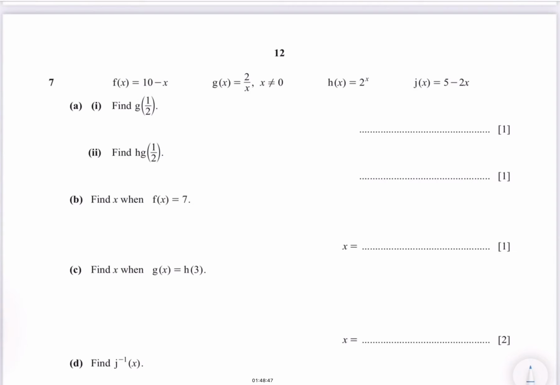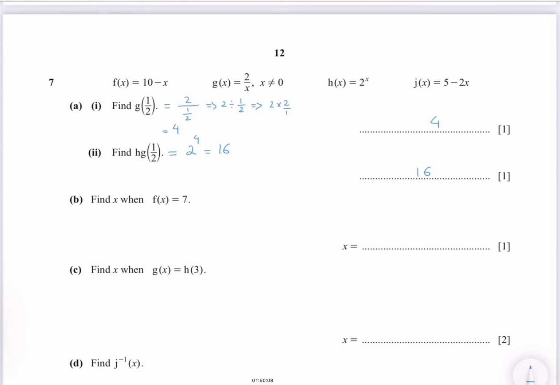Question number 7, part A, find g of 1 over 2. So g of x is 2 over x, so you write 1 over 2 in x and simplify it. This is your answer, 4. Find h of g of 1 over 2. So g of 1 over 2 you have already found, which is 4. So you have to find h of 4. h of x is 2 power x, so you write 4 in x. So 2 power 4 is 16.